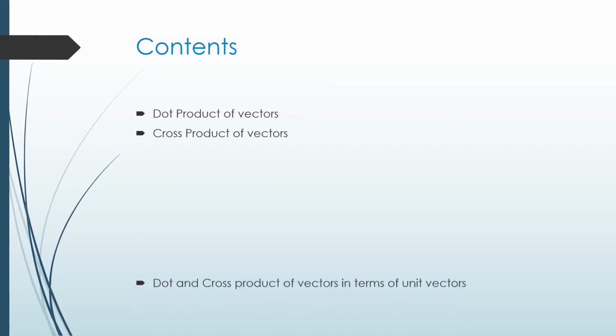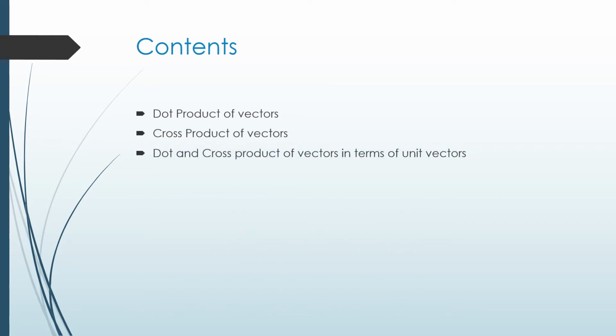The contents of the lecture are: first of all, we will try to discuss what is dot product of vectors, cross product of vectors, then dot and cross product of vectors in terms of unit vectors, and we will discuss the different properties of dot and cross product.